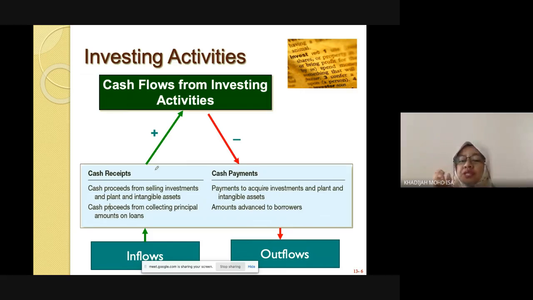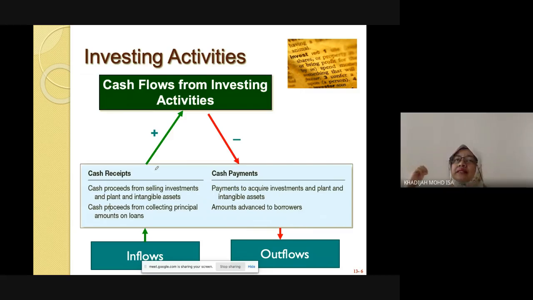And then on the other side, on the cash payment, when you acquire investment and plant, when you purchase your investment, your plant and intangible assets, the cash that you pay for it is a cash outflow, and that falls under investing activities. Similarly, for example, amounts advanced to borrowers. If you pay out cash to your borrowers, you lend money to others, that money is a cash outflow, and that goes under investing activities.